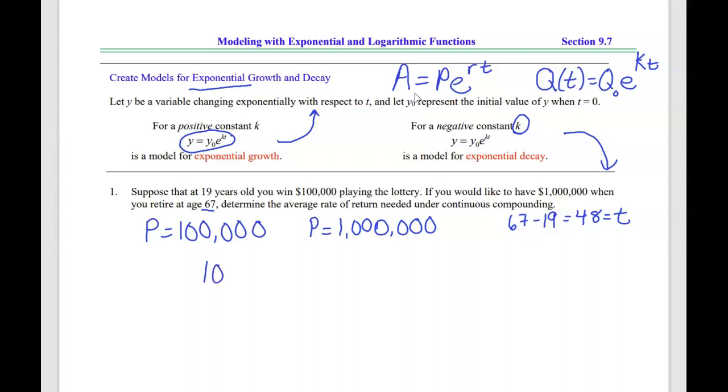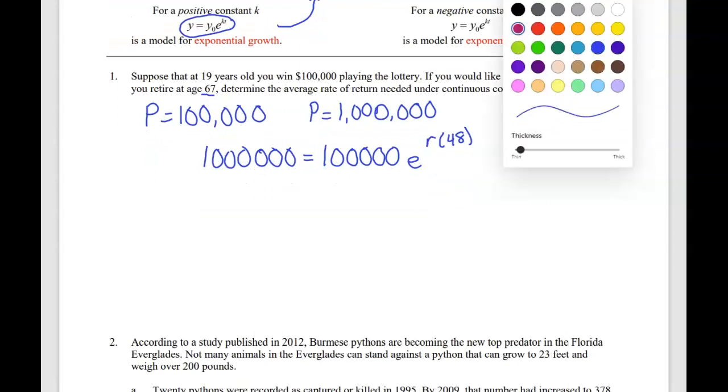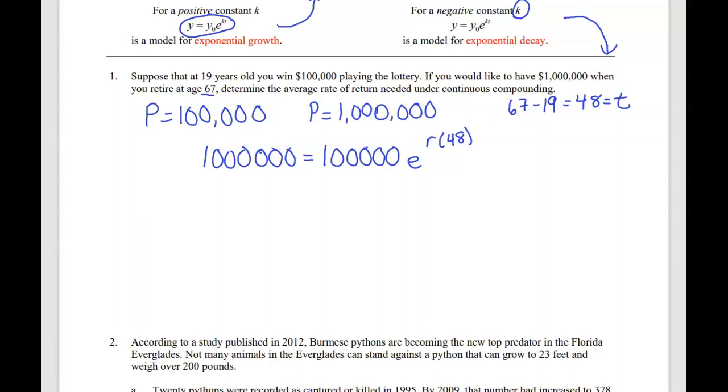So I'm going to have $1 million is equal to $100,000 times E to the R, which I do not know, times my T. And we're going to solve. So in order to solve for that R, remember that these two things are multiplied. So I need to divide both sides by that $100,000.